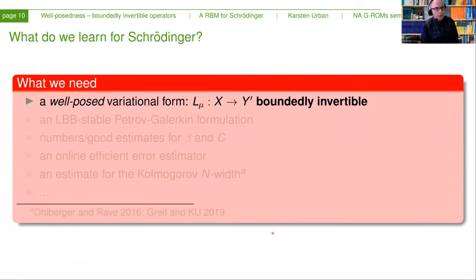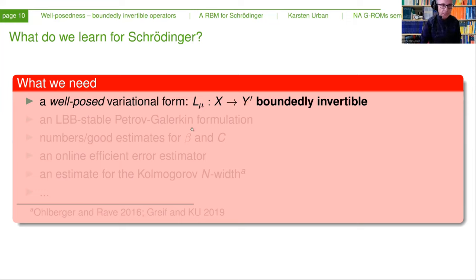So what do we learn for the Schrödinger equation out of that? If we want to put the initial Schrödinger form, parameterized PDE, in that form, we need that the operator from X to Y prime is boundedly invertible. That is what I call well-posedness. I would like to point out that this is more than just existence and uniqueness of a solution. It means that the operator L, and also its inverse, is bounded independent of mu in the specific norm, in one case from X to Y prime and vice versa. So that means we always have a triple operator, trial and test space, which need to fit together.